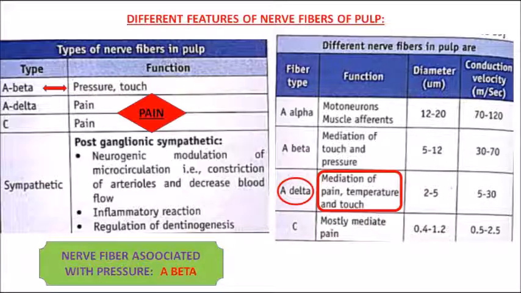C fibers mostly mediate the pain with a diameter of 0.4 to 1.2. The smaller one is C fiber. C fiber is 0.4 to 1.2, whereas A delta is 2 to 5, and the conduction velocity is also small, which is 0.5 to 2.5 meters per second, whereas A delta fibers have 5 to 30 meters per second. That is very fast, sharp shooting pain, which is very fast mediation of pain. Whereas C fibers have dull pain recognition, because the conduction velocity is very, very low. The nerve fiber associated with pressure is A beta. These three types of fibers you should remember.